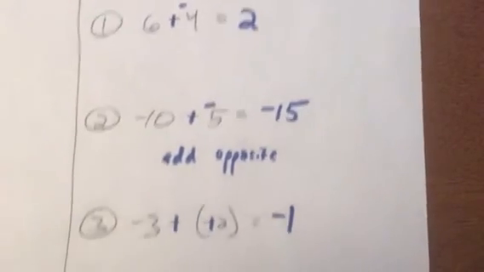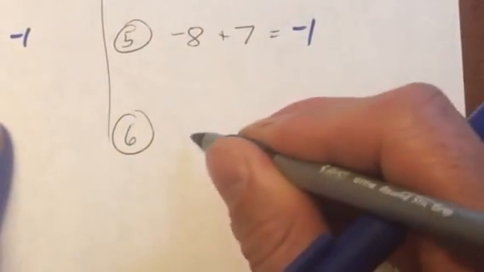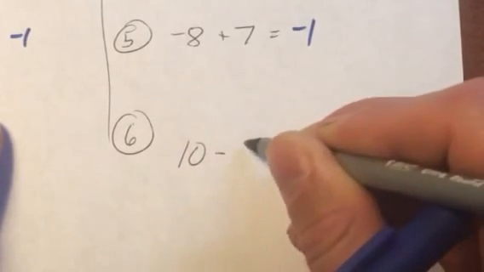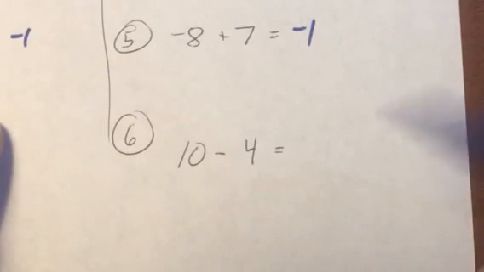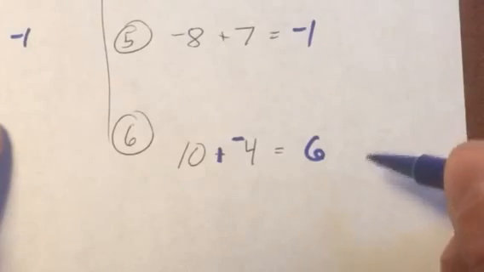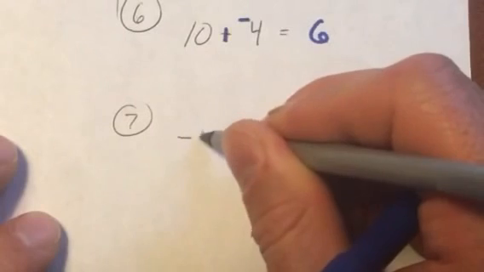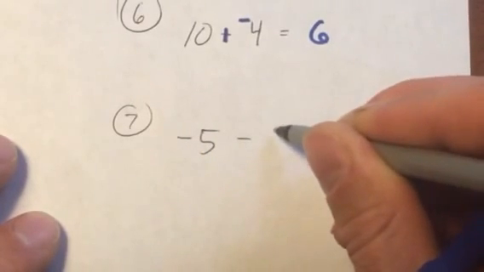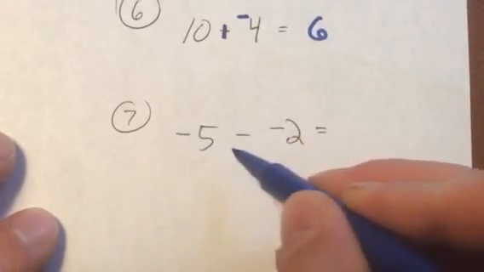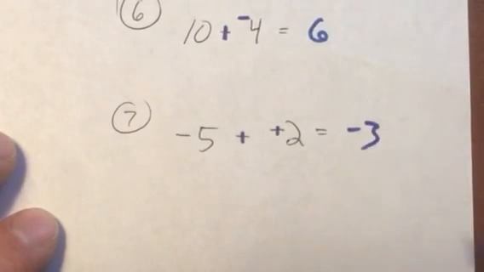If I come up with another problem here, let's say problem 6, we could say something like this. 10 minus 4, right? Keep the first and add the opposite. 10 plus negative 4 is 6. If we add on to that, keep going, negative 5 minus negative 2. Keep the negative 5 and add the opposite. It's now negative 5 plus positive 2, which is negative 3.